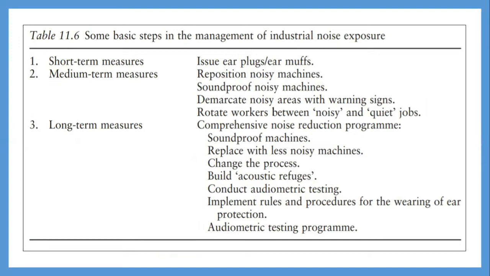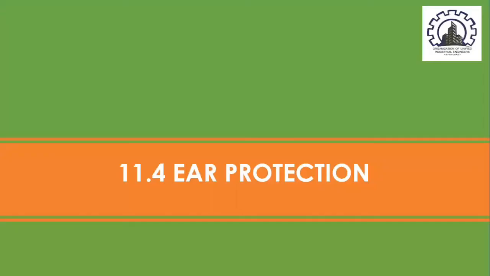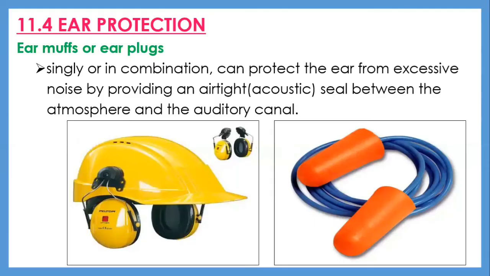All right, so the next key area that we're gonna be discussing today, that would be ear protection. And in ear protection, we are normally introduced with earmuffs or earplugs. Now, earmuffs or earplugs, singly or in combination, can protect the ear from excessive noise by providing an airtight acoustic seal between the atmosphere and auditory canal. Now, in the first picture, that's an example of earmuffs, and the second picture, that's an example of an earplug.